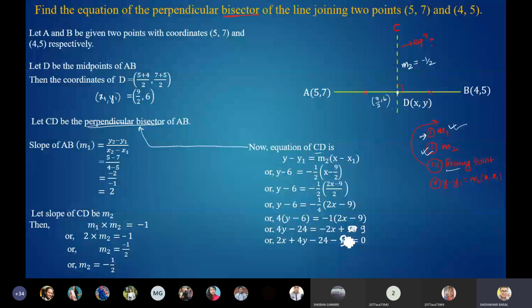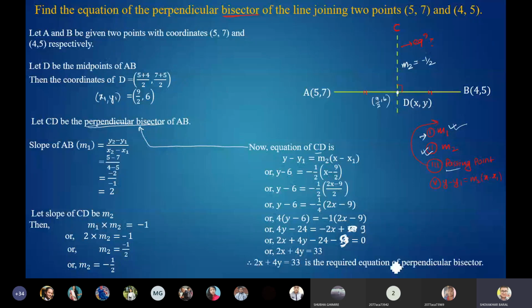So if you shift this on the other side, it equals 33. Though you can put this 33 on the left hand side also. Therefore the required equation, 2x plus 4y equals 33, is the required equation of the perpendicular bisector. Please copy it fast so that we can go to the next question, and please let me know if you have not understood. Copy it fast, please.